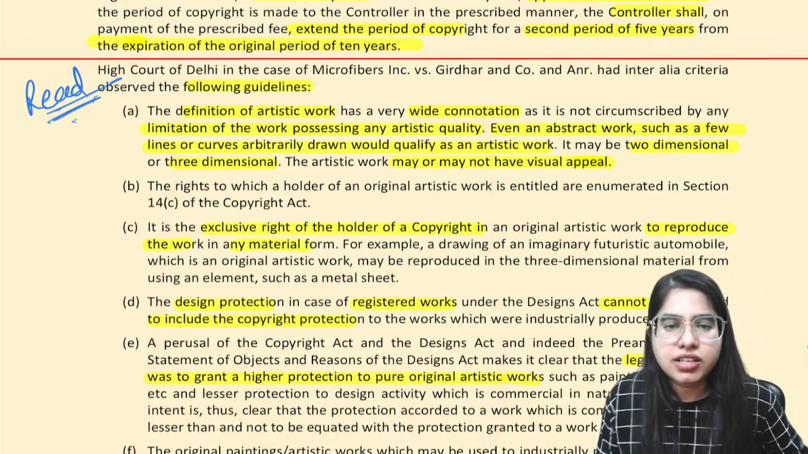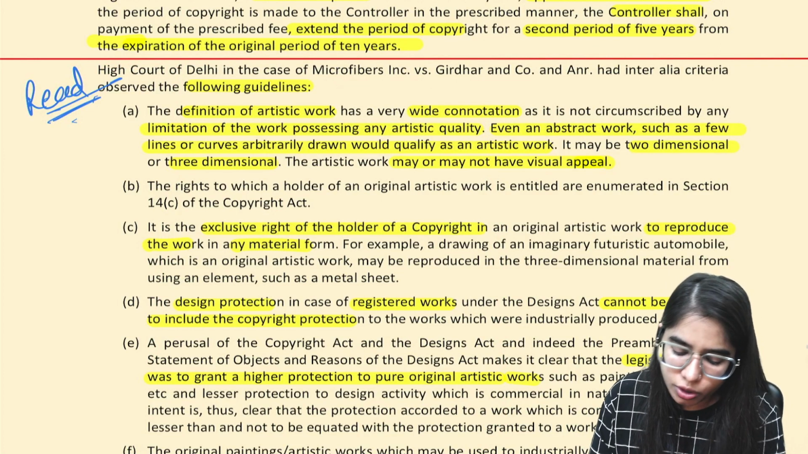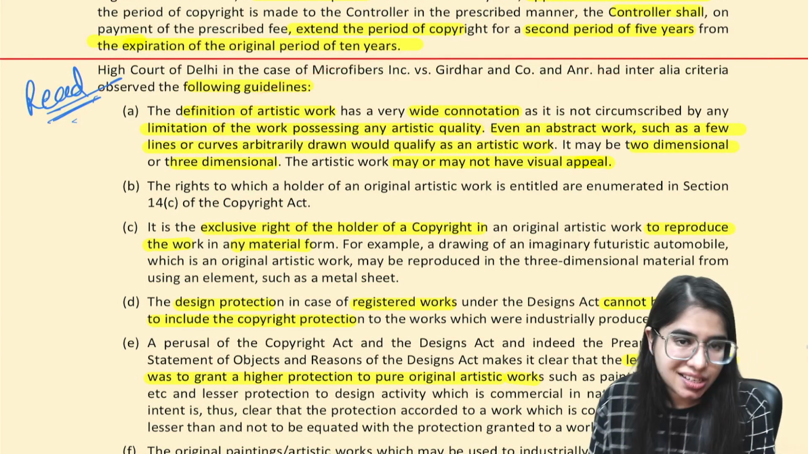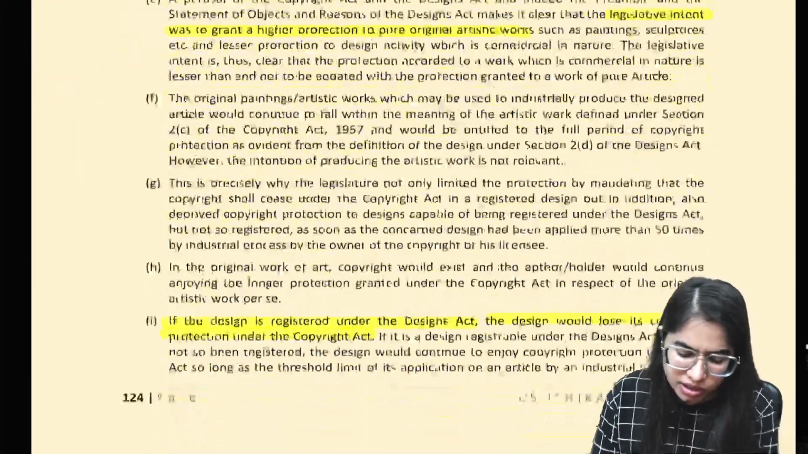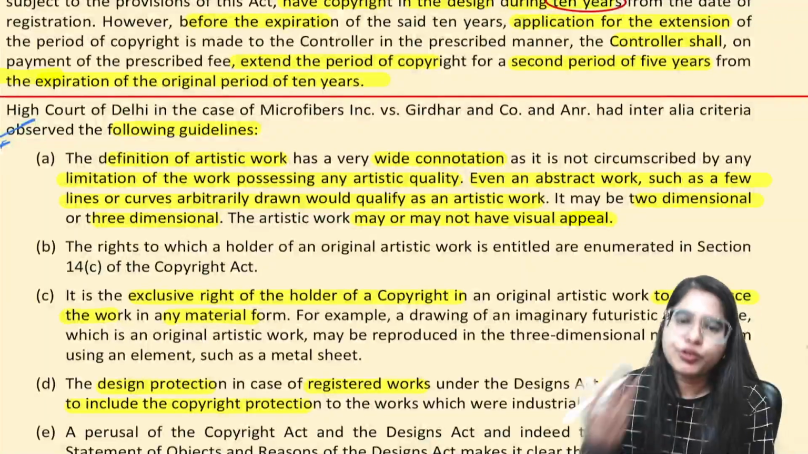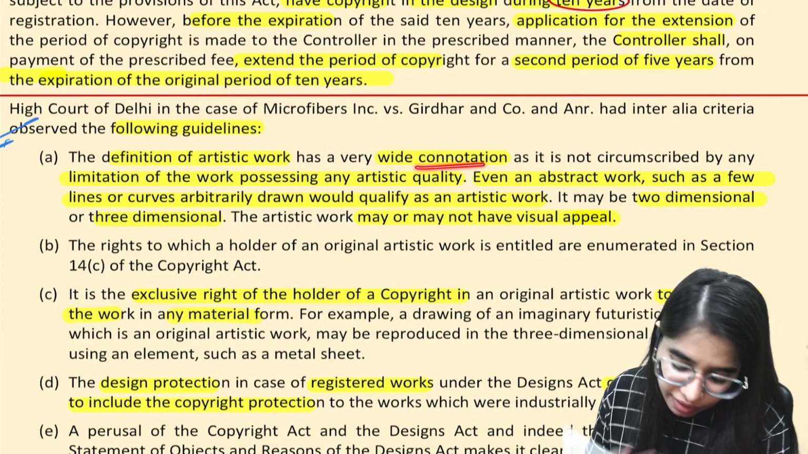In some case, High Court has given some guidelines. In the case of Microfibers Incorporation versus Girdhar and Company, in this particular case, the High Court has given some guidelines. Those guidelines are given here. Not very important. You can just have a read over it. Let's read a few of the guidelines. Guideline number 1, the definition of artistic work is of very wide connotation. Okay.